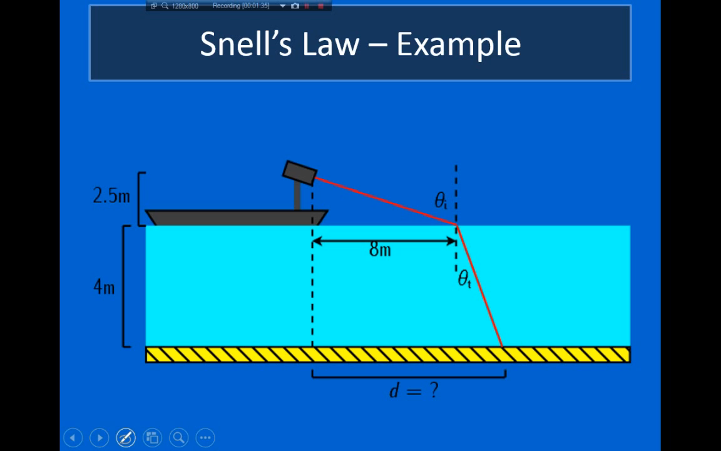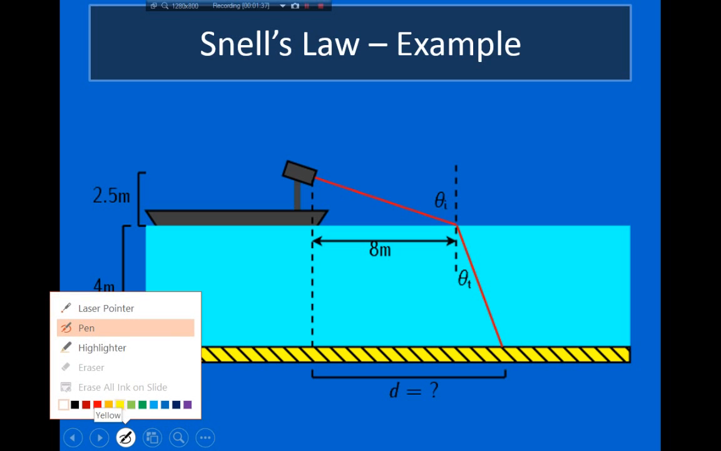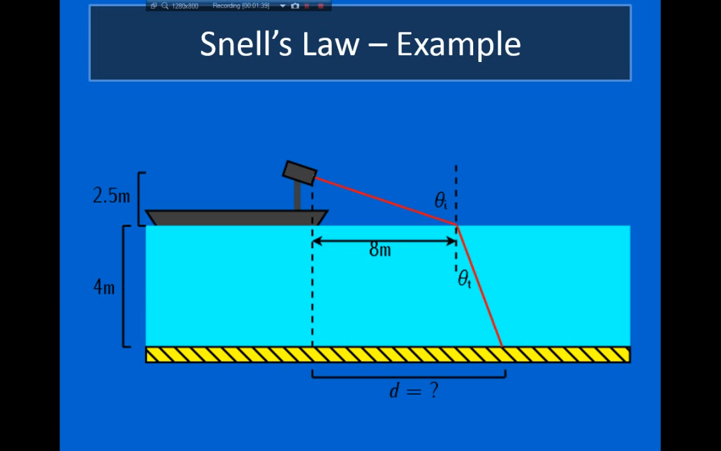So let me just go ahead and show the two triangles that we're going to be looking at. On the top of the water, we have this triangle that describes the incident angle. And then below the water, we have a second triangle that describes the path that the light takes inside the water. And again, what we're interested in finding is this distance right here, which I'm going to call delta x. And once we find delta x, we can simply add 8 meters to that to find this distance d.